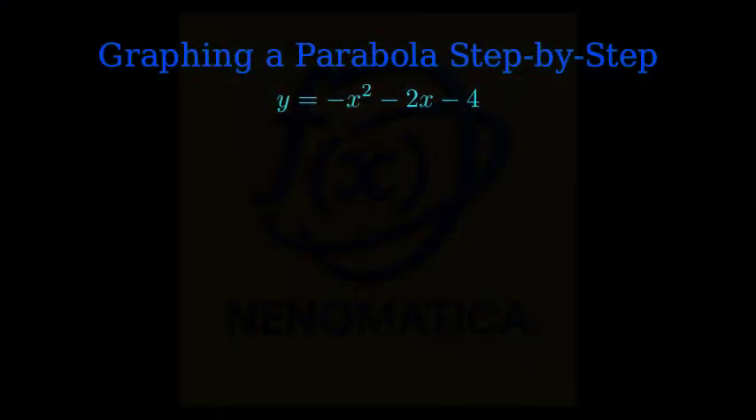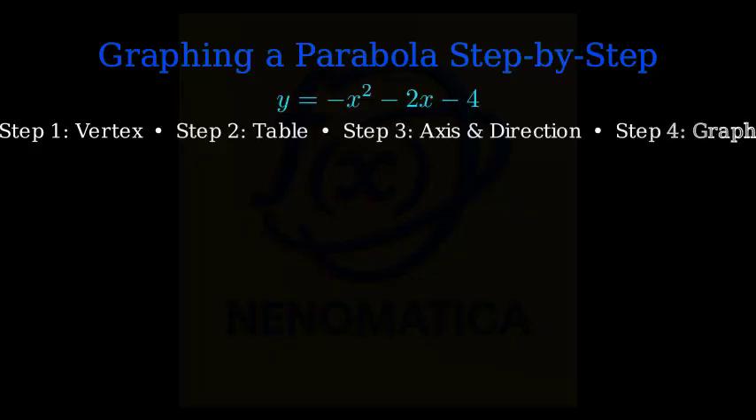In this example, we will graph the parabola y equals negative x squared minus 2x minus 4 by following a clean, systematic 4-step process. First, we will find the vertex using x equals negative b over 2a. Next, we will build a small table of values around the vertex. Then, we will identify the axis of symmetry and the opening direction. Finally, we will plot the points and sketch the curve smoothly.